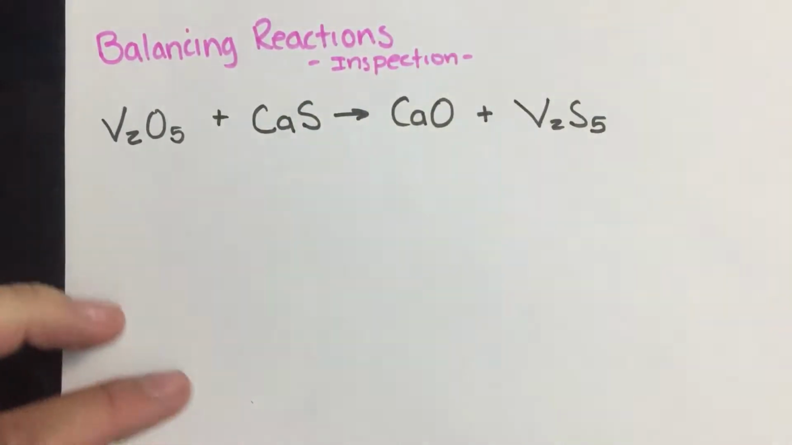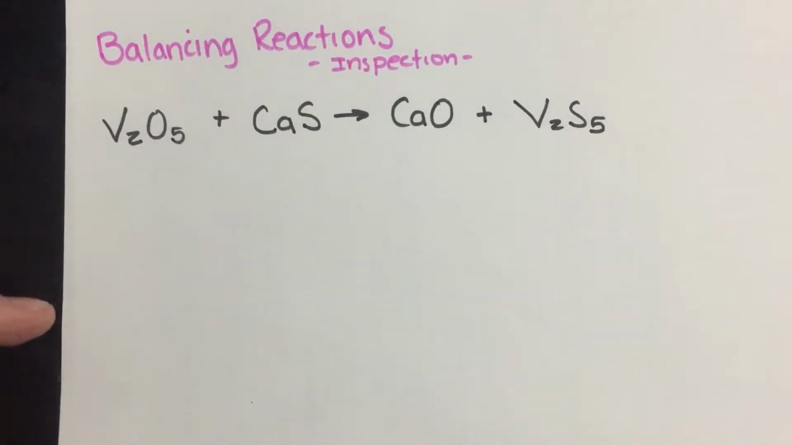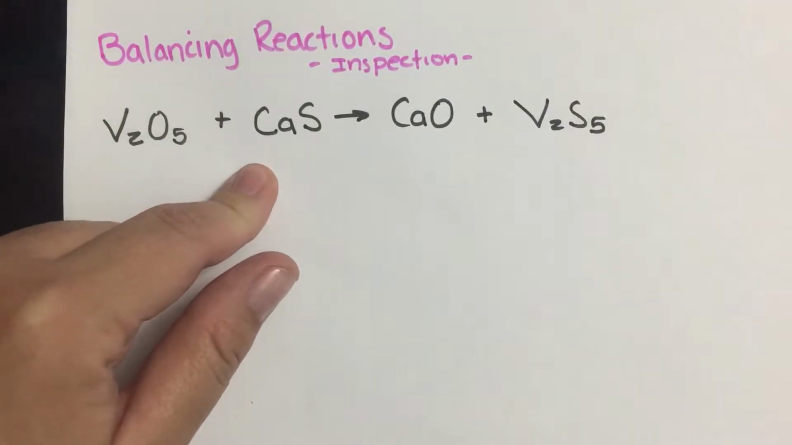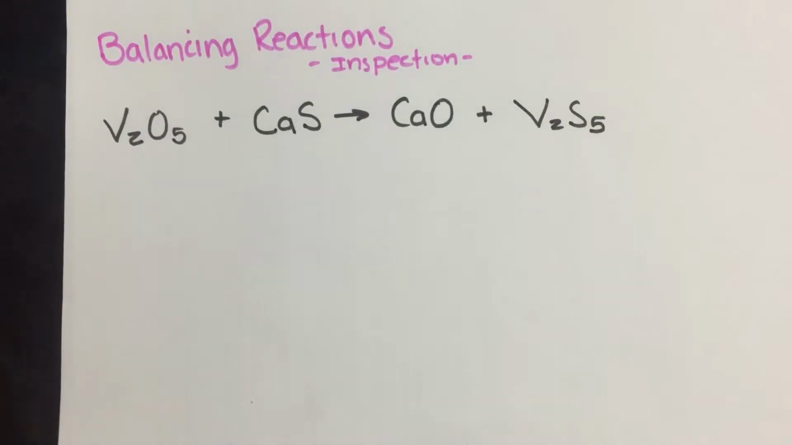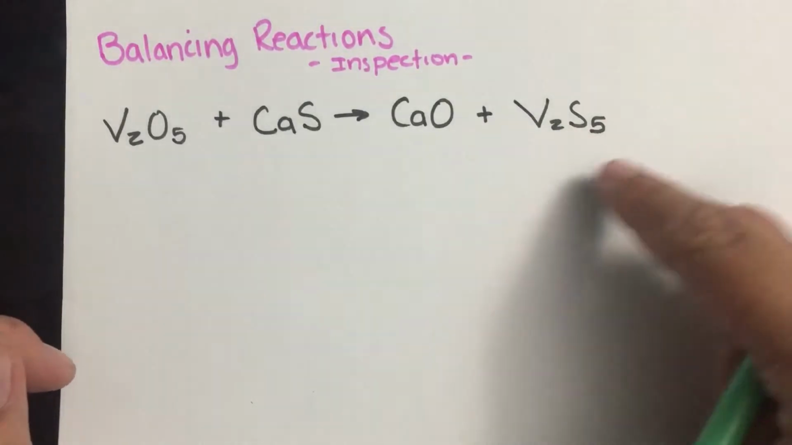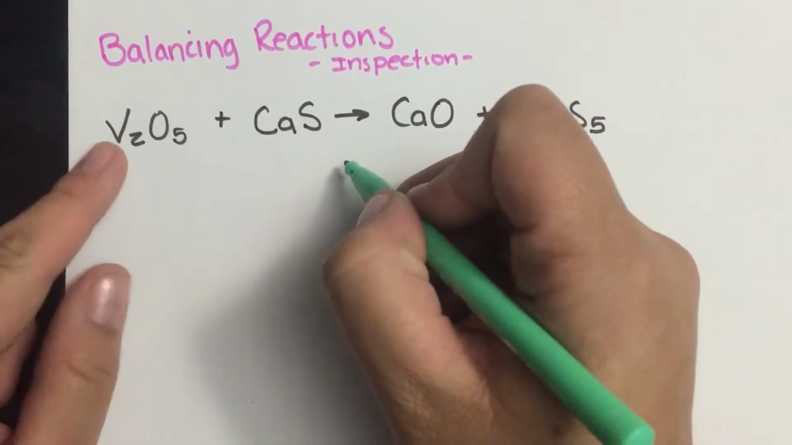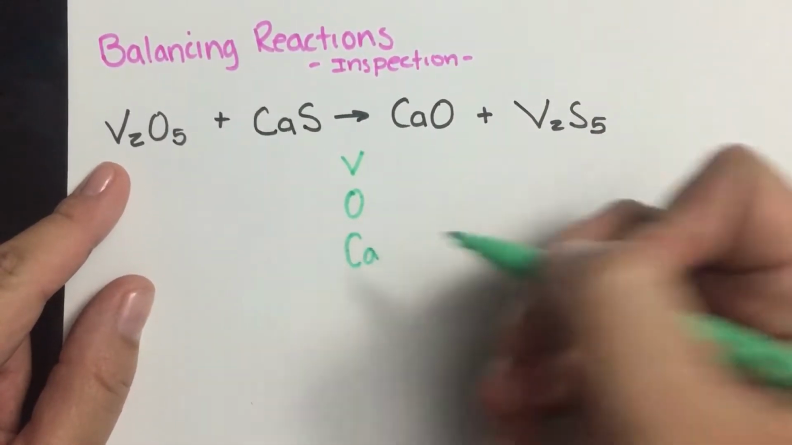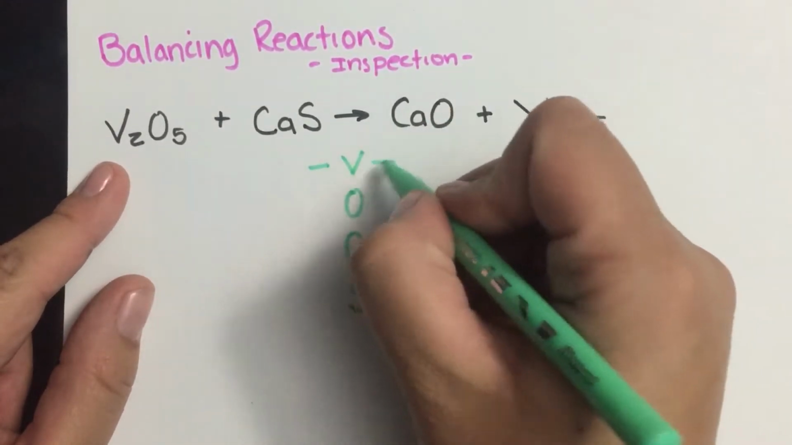Balancing reactions is taking into account the law of conservation of mass, which tells us we have to have the same amount of elements on the reactant side as on the product side. So we need to count each one of the elements and then make sure we adjust so that we have the same amount on both of those sides. So let's line them up. We have vanadium, oxygen, calcium, and sulfur. All right, we're going to draw a line.